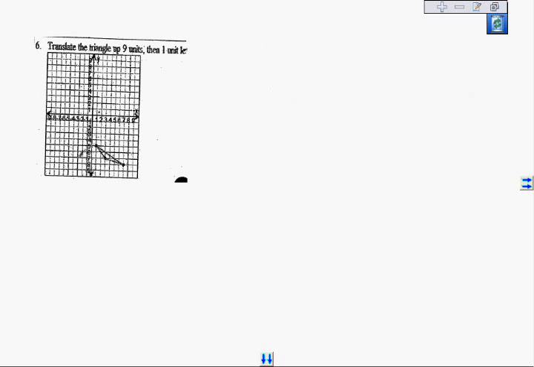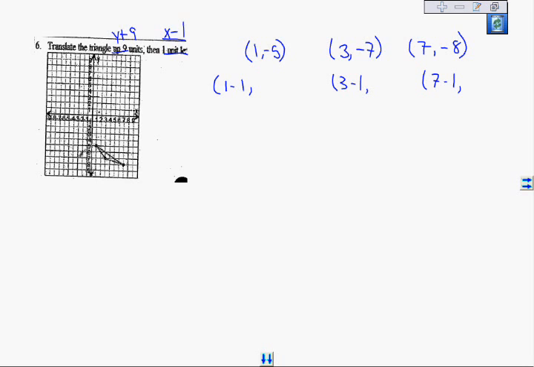6. Translate the triangle up 9 units. Up, that's y, plus 9, and 1 unit left. Left is x minus 1. I get my coordinates. Right 1, down 5. Right 3, down 7. Right 7, down 8. Take all your x's and subtract 1. Take all your y's and add 9.